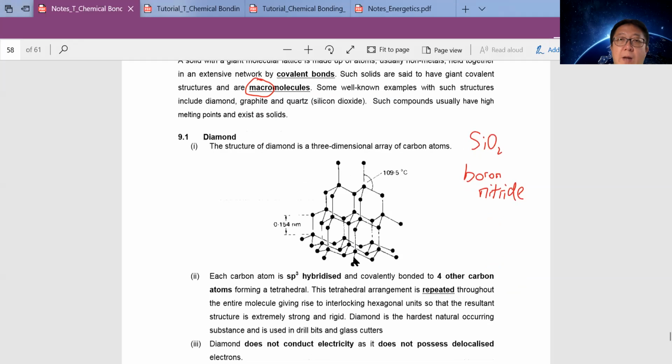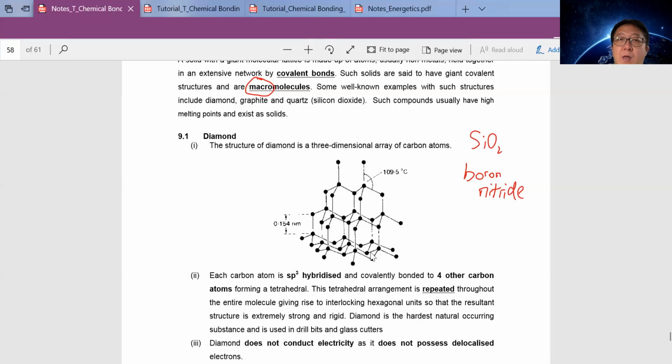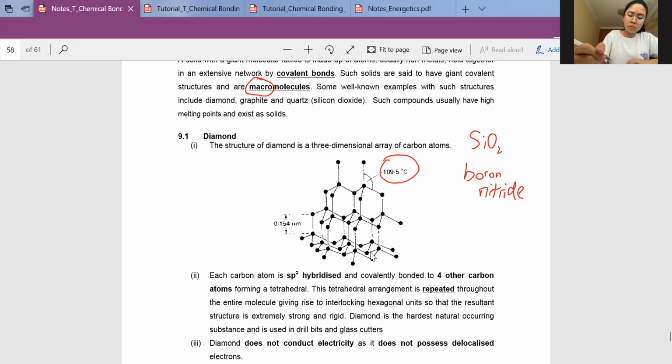So let's go through diamond. I think you all know why the bond angle is 109.5 here. Tetrahedral, right? Remember we went through that the molecular structure is tetrahedral, and the actual structure is also tetrahedral. It extends all the way through in this three-dimensional arrangement of carbon atoms. All of them are sp3 hybridized. Remember hybridization, they are all bonded to 4 other carbons. So this is repeated throughout this entire structure, interlocking.